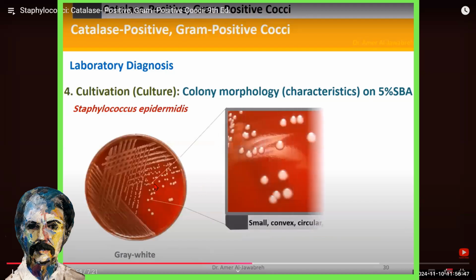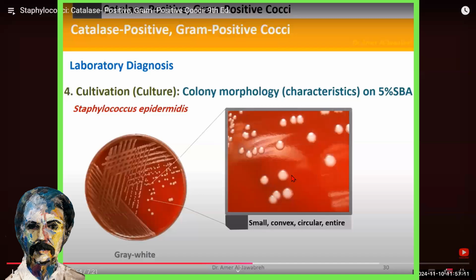That's how it looks. It doesn't look like the S aureus, if you remember. Yes, the aureus just seconds ago, it doesn't look like the aureus. It's even smaller, and the color is a little bit different. Gray-white. There it was creamy, and sometimes the aureus is creamy yellow. Okay, smaller than the Staph aureus, and convex and circular.